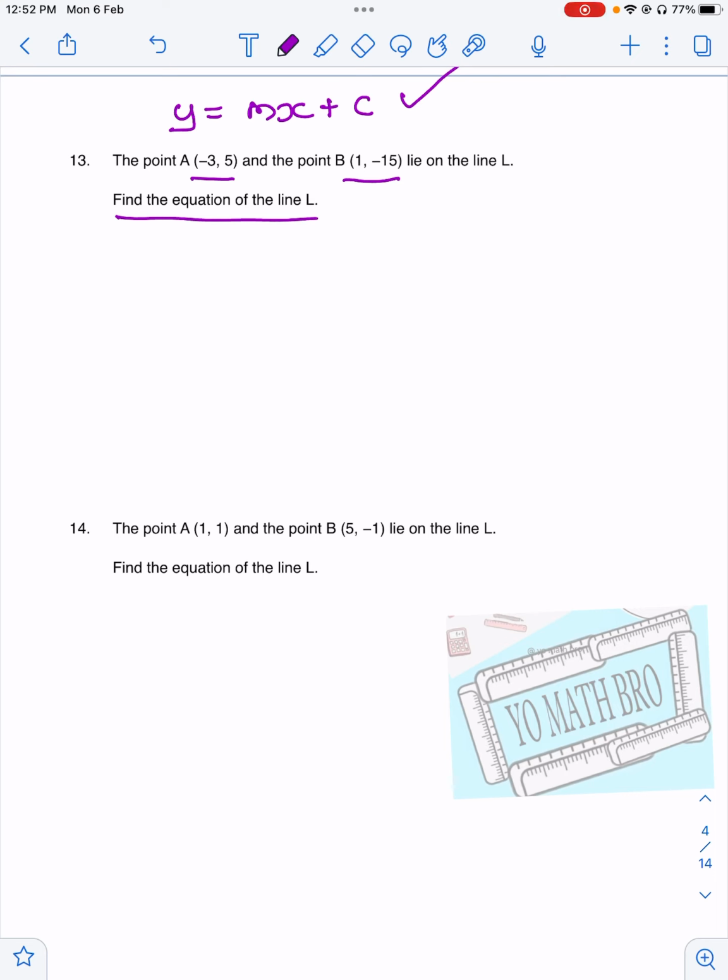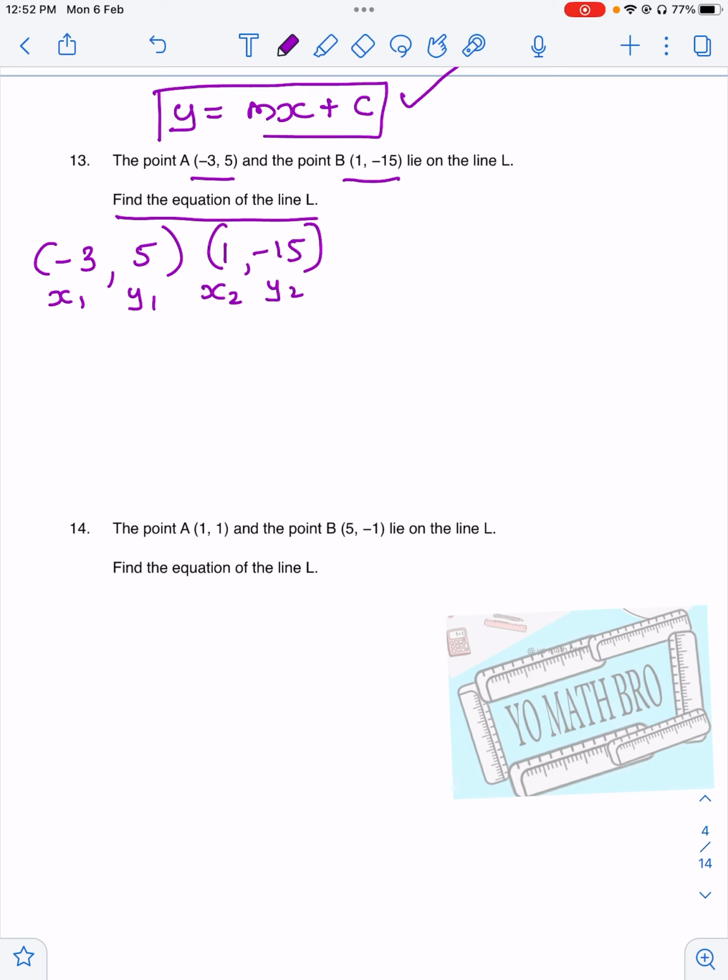Okay, let us check. First, always write the coordinates: (-3, 5) and (1, -15). This will be x1, this will be y1, this will be x2, this will be y2. So if I want to find the equation, I should know two things: I should know m and I should have the value of c. So I'm just writing it beside: m is equal to, and c is equal to. Once I get the answer, let's see what we do.